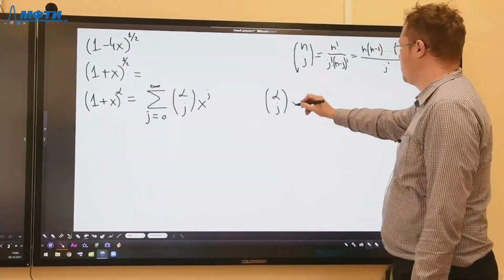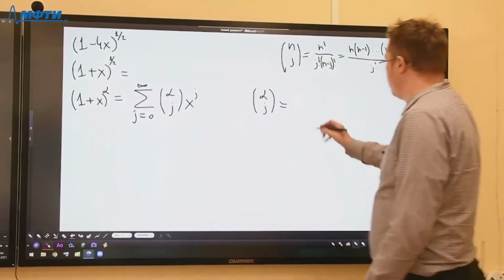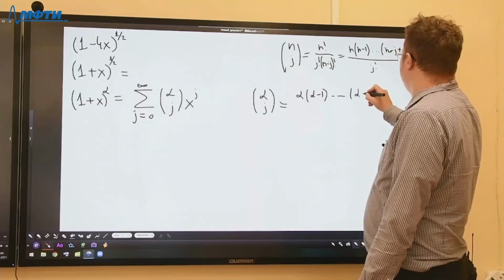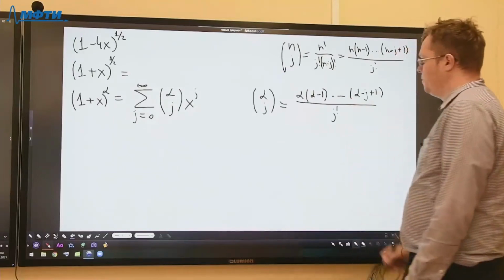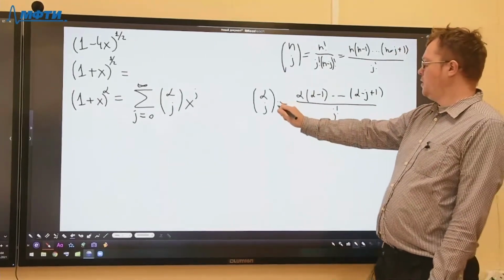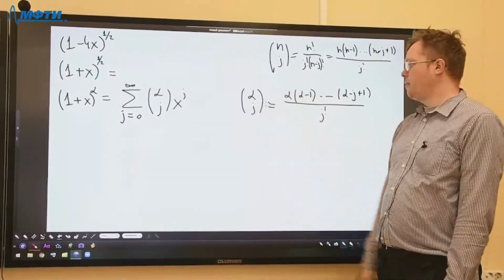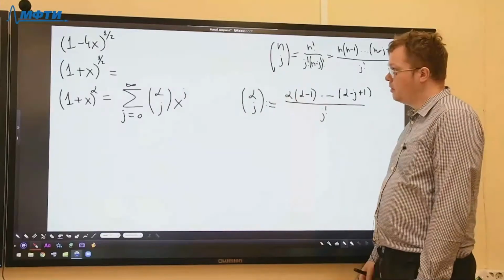And so I can generalize this formula for arbitrary alpha and write it as alpha times (alpha minus 1), etc., up to (alpha minus j plus 1), over j factorial. So this is a generalization of the binomial coefficient. We can write this for any alpha, where alpha is any real number.